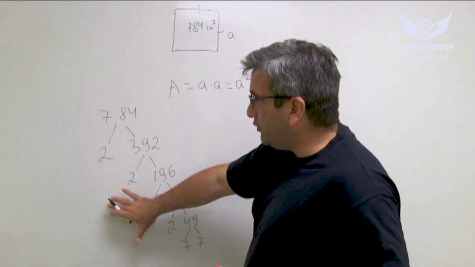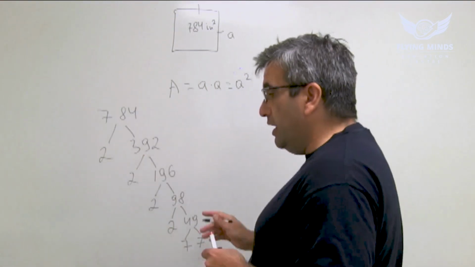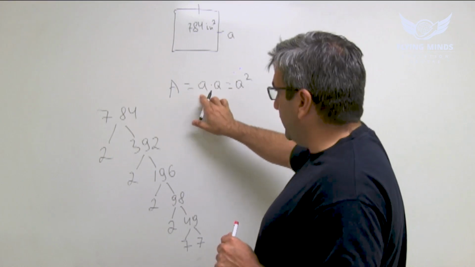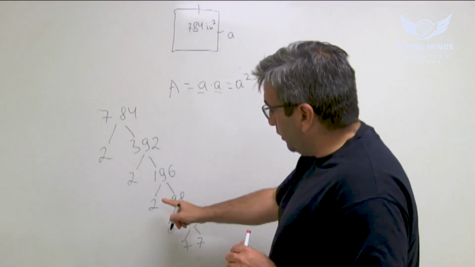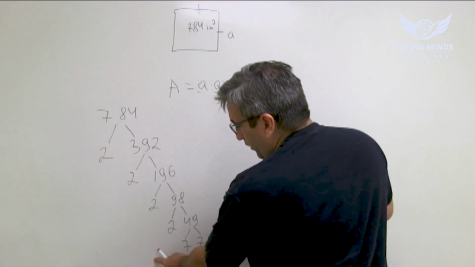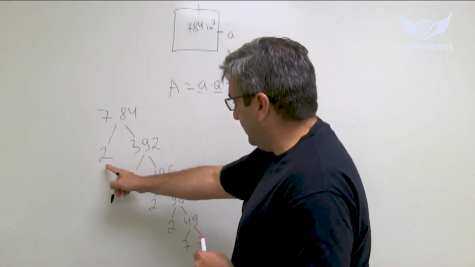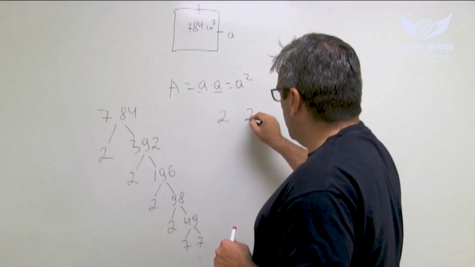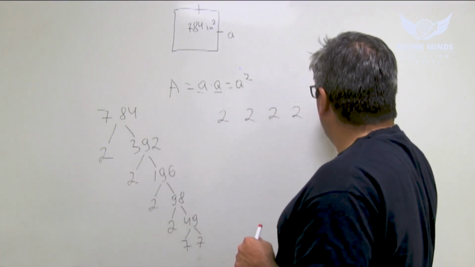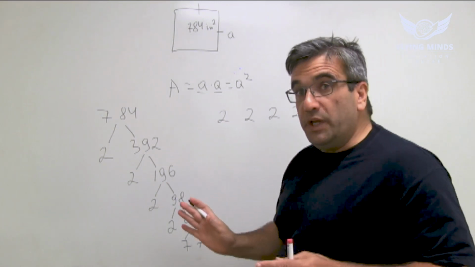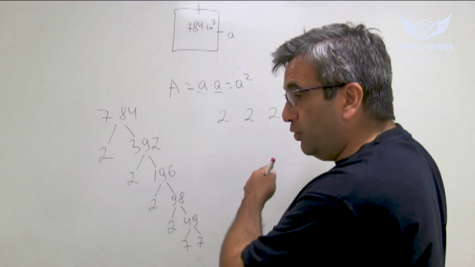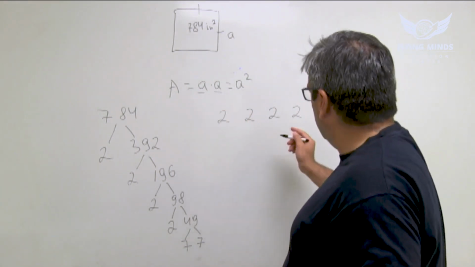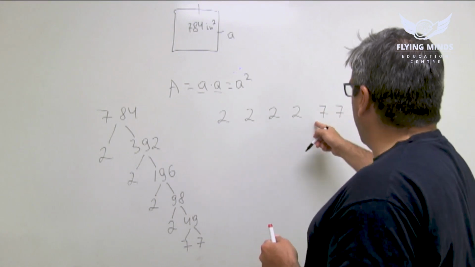So how do we figure out if this is a perfect square or not? Because it's a perfect square, each side has two identical factors, two numbers, a and a. So we need to group the prime factors we just found: 2, 2, 2, 2, 7, and 7. We need to group them into equal groups. Obviously we have four 2's and two 7's.